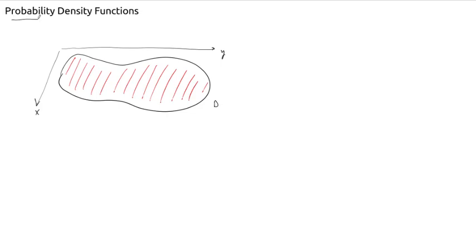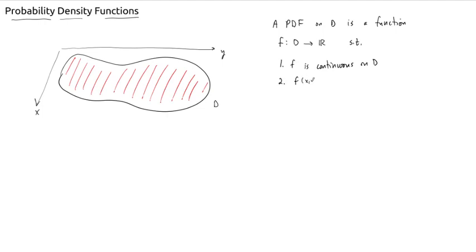Then we want to define something called a probability density function on this region. I'm going to call it a PDF, but a probability density function on this region D is a function f with the following properties. So this function f takes in points from D and it assigns to them real numbers. Number one, f is continuous on D. Number two, f is positive on D. So f of x,y is greater than or equal to 0 for all points (x, y) in D. So it's either 0 or it's positive.